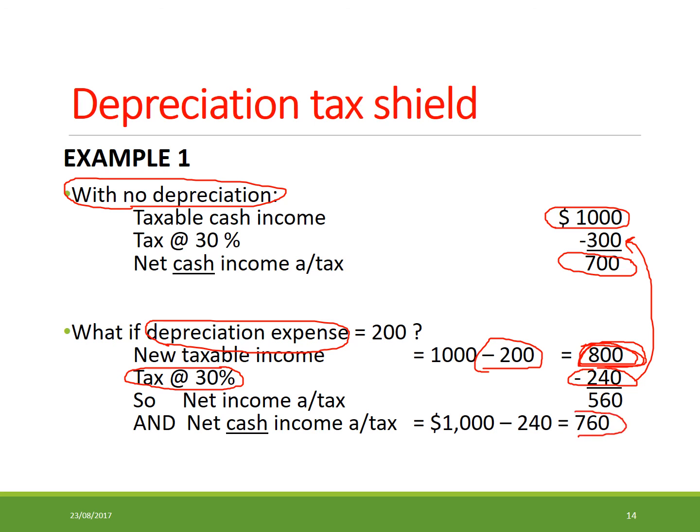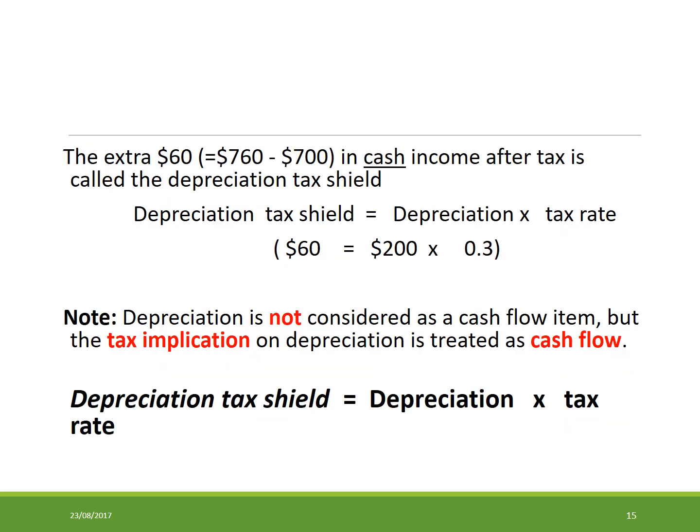So the net earnings after tax is therefore a bit higher than before, yeah? So without depreciation, our income after tax is only $700. If there is depreciation expense that we can claim, then our after-tax income becomes $760, right? So the $60, the difference in the income without depreciation and the income with depreciation is $60, right? This is what we call tax shield on depreciation, yeah?